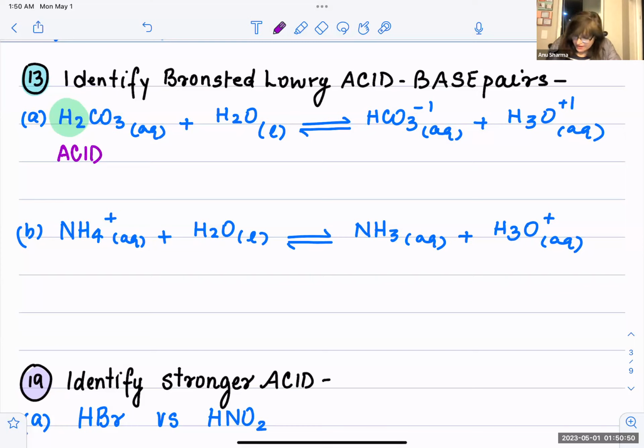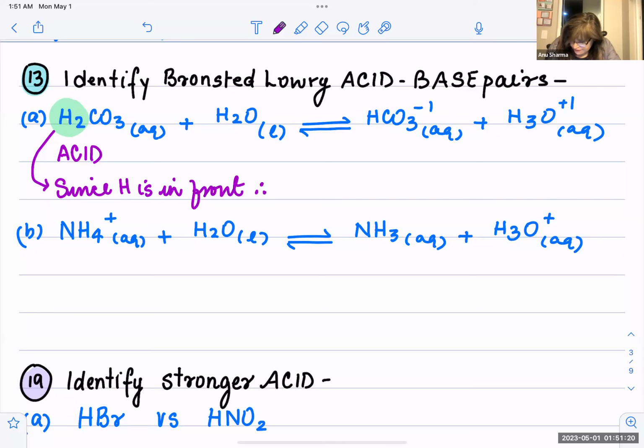So this is the obvious one, since hydrogen is in front, therefore this is an acid. Okay, and since it's an acid, all these are acid-base reactions. So once you identify that, if you know this is an acid, then obviously this will be a base. Okay, this will be a base.